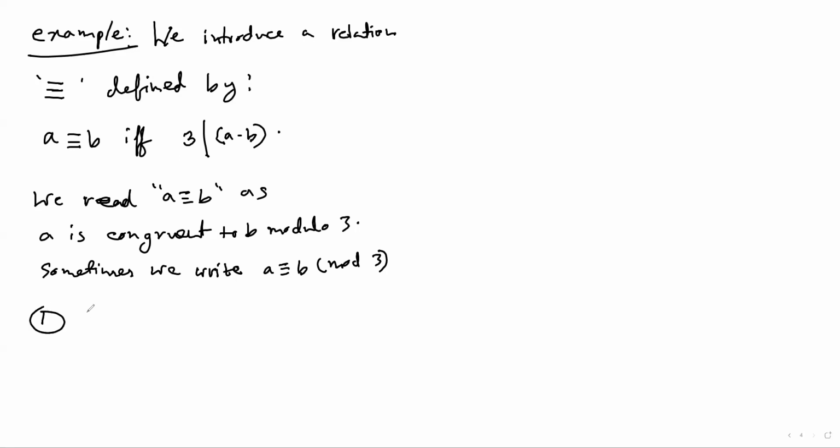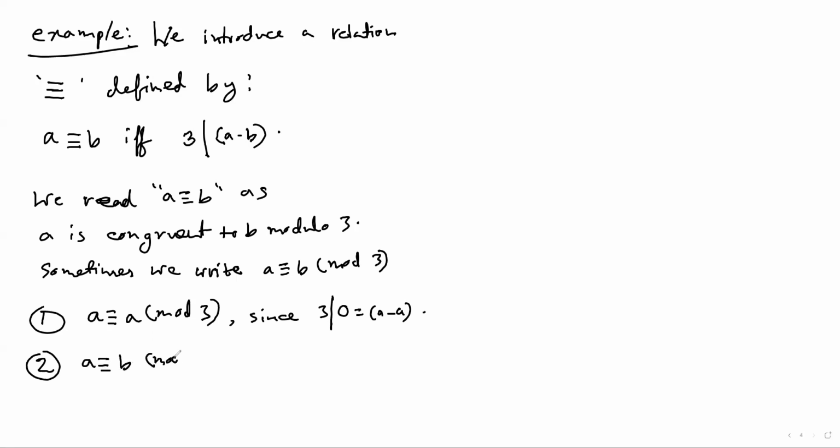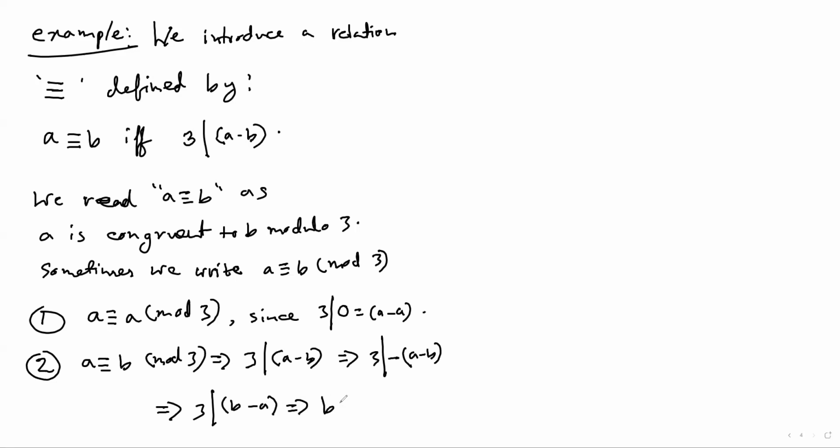Now, let's see if this is an equivalence relation. First of all, A is congruent to A modulo 3, which should be straightforward. 3 divides 0, which is A minus A. Any number divides 0 other than 0 itself, so this is true. If A is congruent to B modulo 3, this means 3 divides A minus B. If a number is divisible by 3, its negative is also divisible by 3. So 3 divides the negative of A minus B, which implies 3 divides B minus A, which implies B is congruent to A modulo 3.